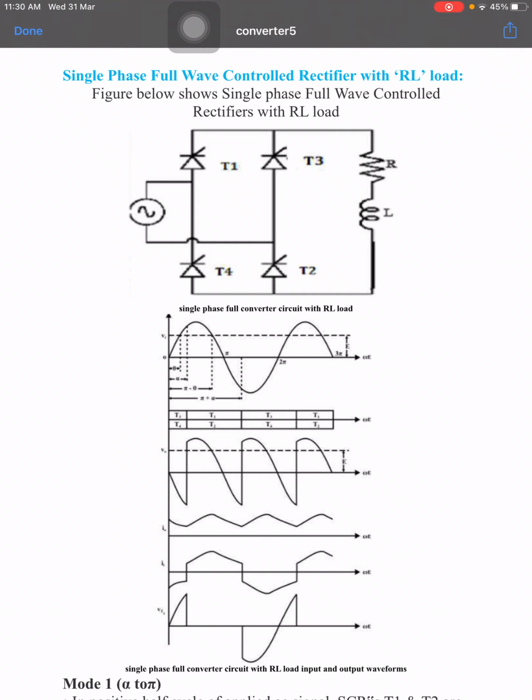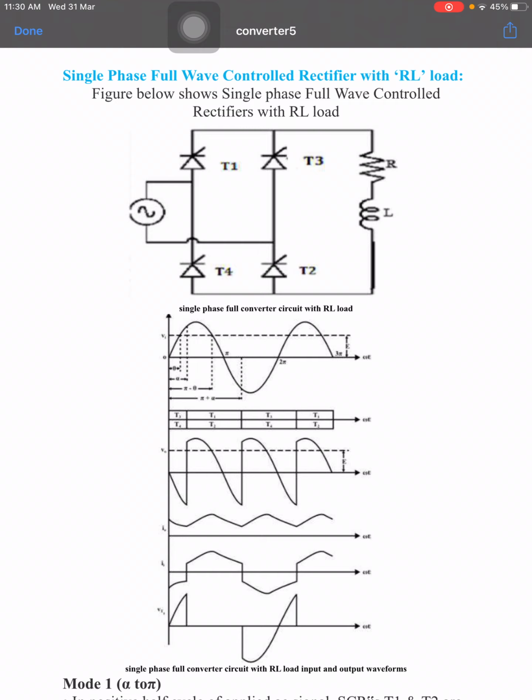Alright. What is the mode of operation? When T1, T2 is in forward biased condition, it can be turned on at an angle of alpha, from alpha to pi. Here the load voltage is equal to the positive instantaneous supply voltage. Then the load current is positive, ripple free, and equal to I0 also. Due to positive polarity of load voltage and load current, the load inductance will store the energy.